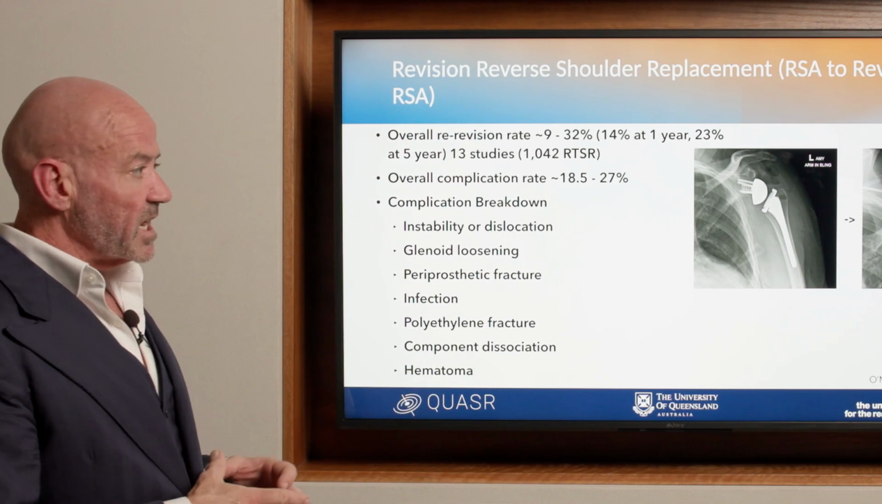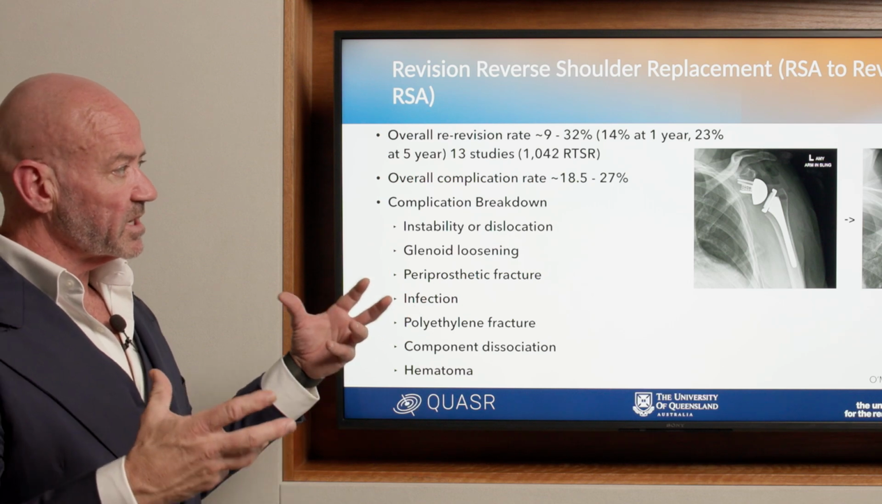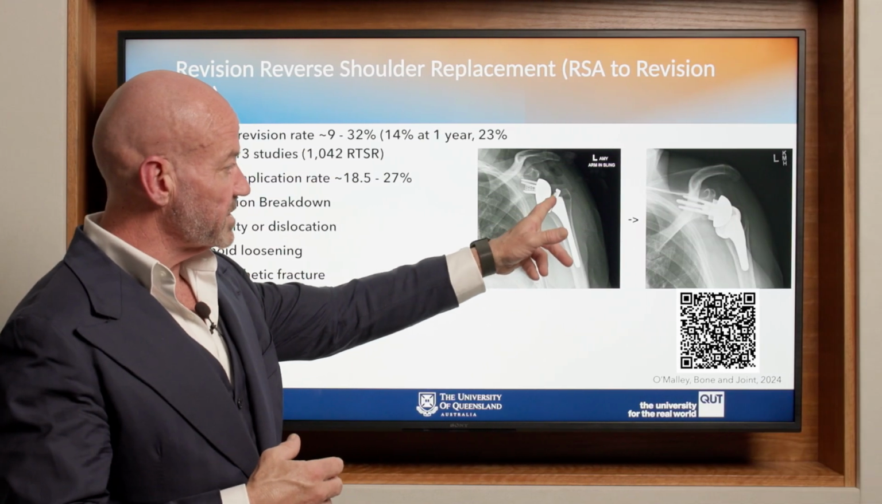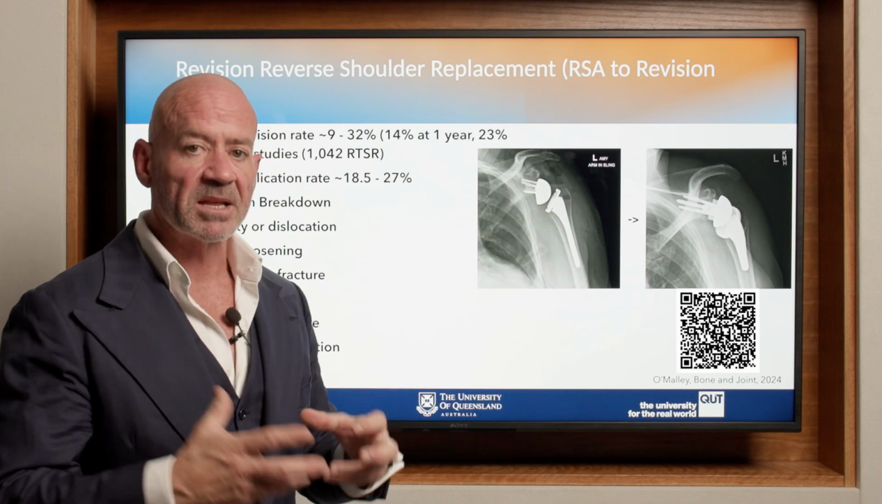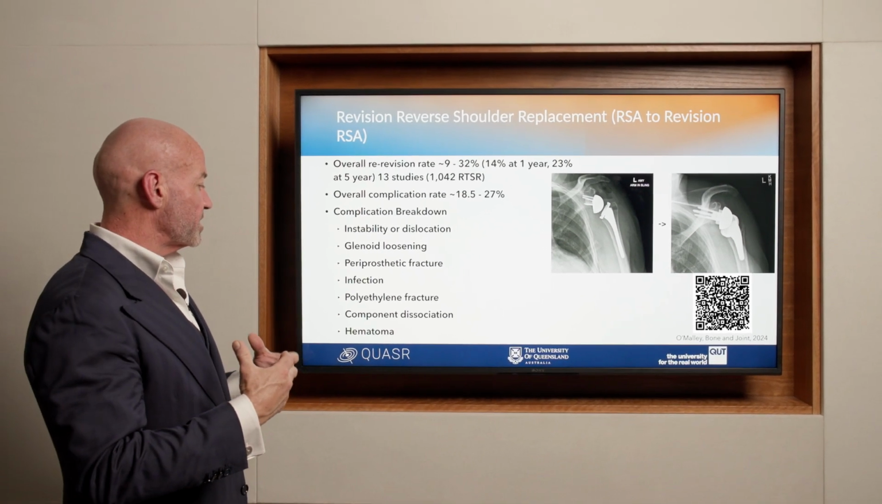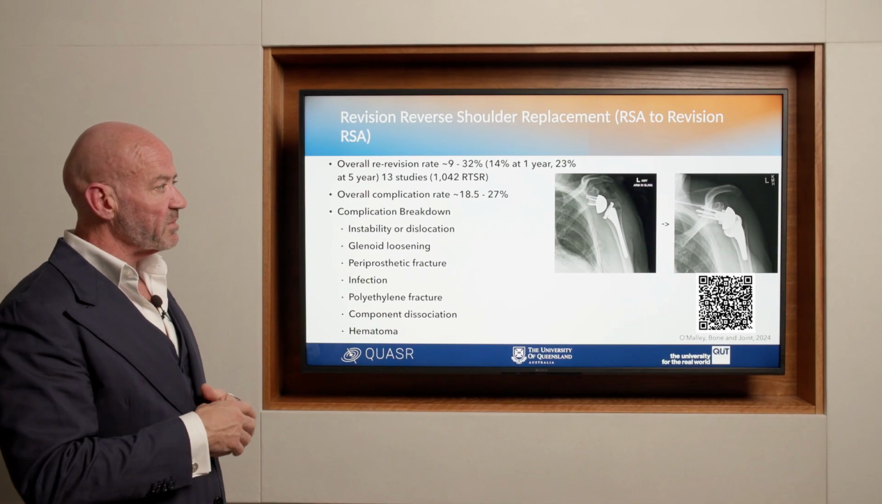Component dissociation, so that the components can come apart. That means the actual components, so maybe the humeral tray comes off the humeral stem or the glenosphere comes off the base plate. That's what a component dissociation means. Hematoma, we've already mentioned that.